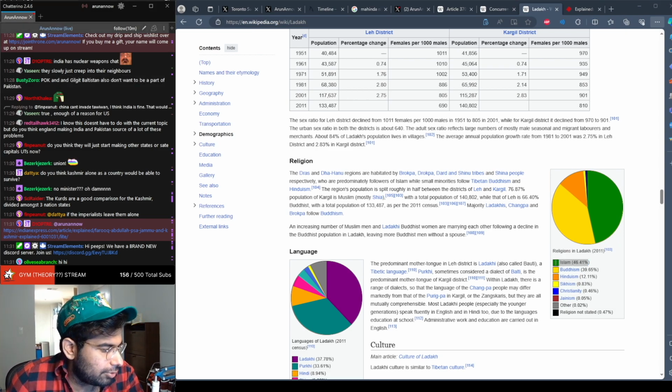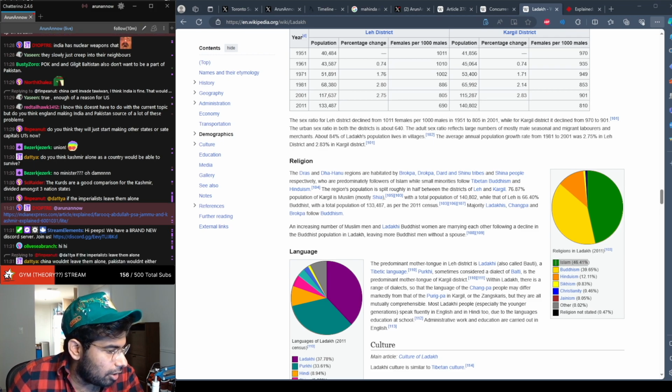They have a lieutenant governor, though, for both the UTs. Didn't they revoke president's rule for this? No, it is still under president's rule. They have a lieutenant governor, but it's still under president's rule for the time being. Okay.